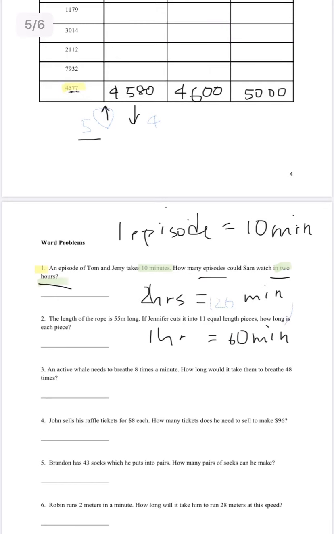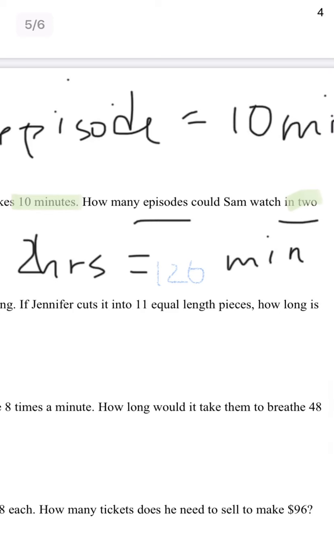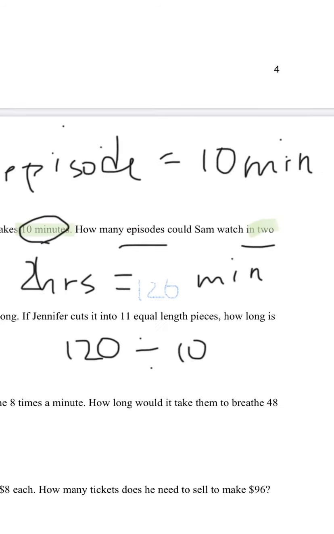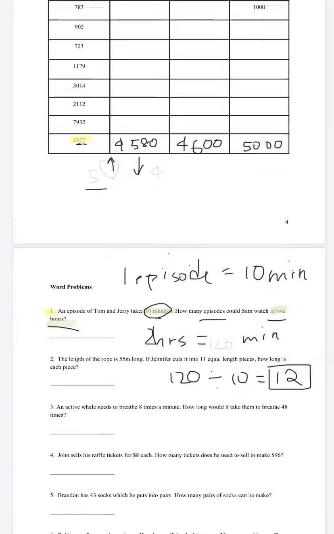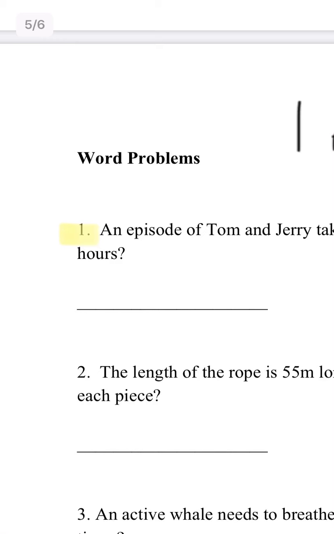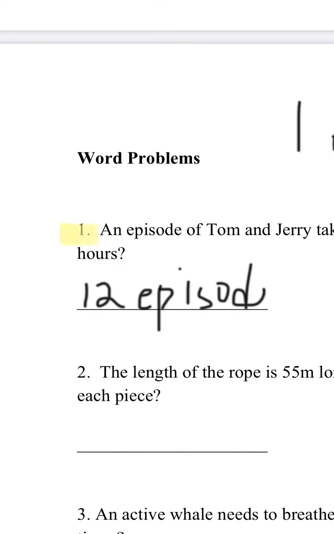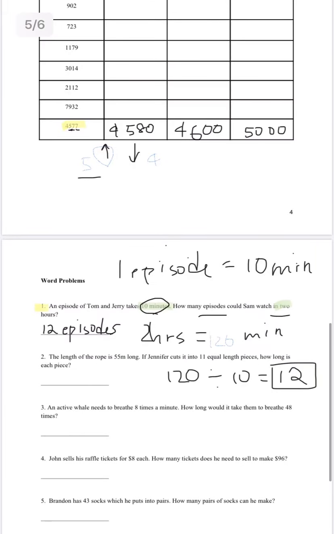So if 2 hours is 120 minutes, how can you figure out how many episodes you could watch if it takes 10 minutes for each episode? Well, you just simply divide, right? So what you do is 120 divided by 10. Okay? Which equals 12. So 12 episodes is your answer. Okay?